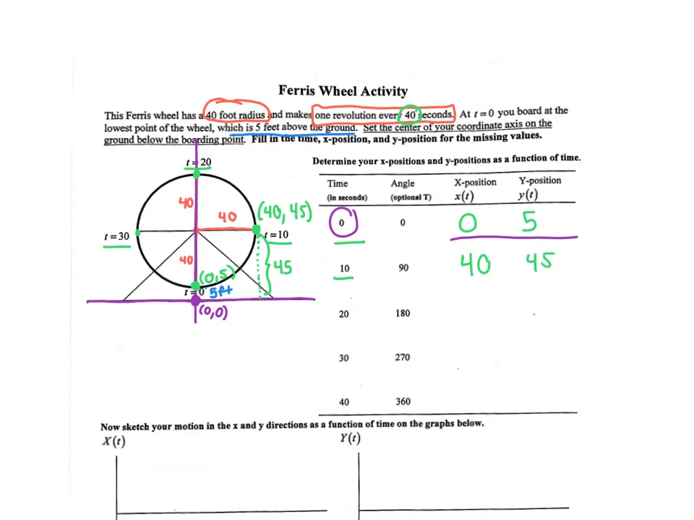Right here, when we're at the top of the Ferris wheel at 20 seconds, our horizontal distance is 0. But if we put together our vertical distance, we have to include both radii of 40, so a diameter of 80, plus that height of 5 feet, which means that we are now at a height of 85 feet above the ground. So this is 0, 85.